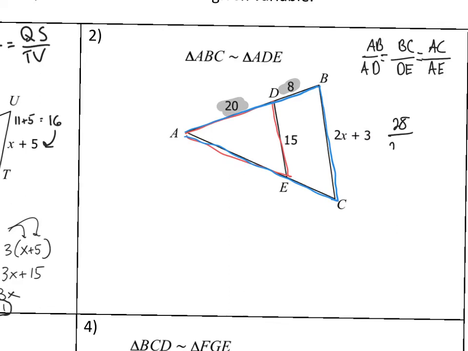And AD is 20. And then BC is 2x plus 3. And DE is 15. And we actually don't know anything about AC or AE, so we can just stick with that proportion. 28 over 20, we can clearly reduce to 7 over 5. And then (2x plus 3). I'm going to put parentheses around that, and then 15.